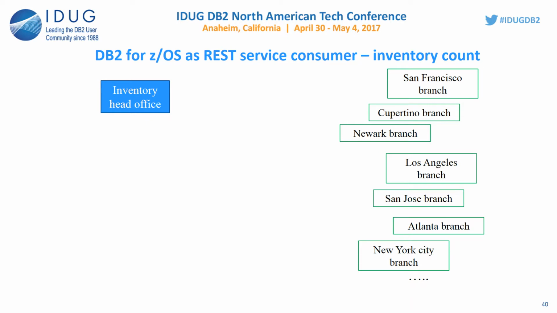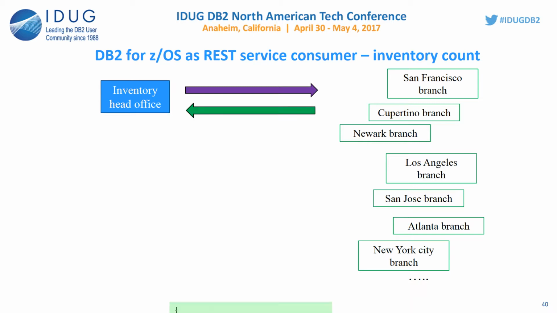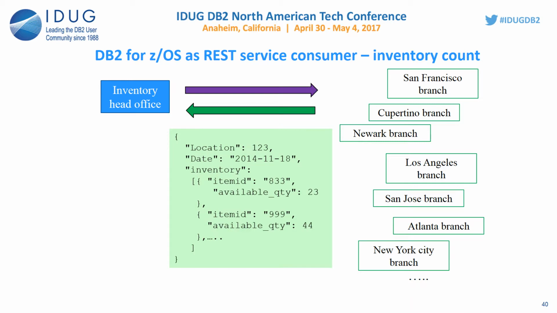So they send a request to all these different locations, branch offices, okay? The result is a JSON document. Of course, this is a simplified version, okay? So they may have a location, date, inventory, which is an array of different type IDs, each different item, and how many they have. So they may have a lot here, depending on that location.